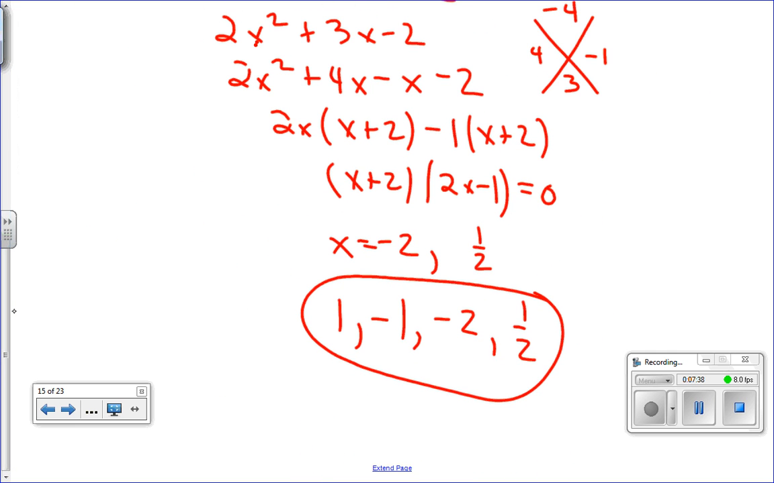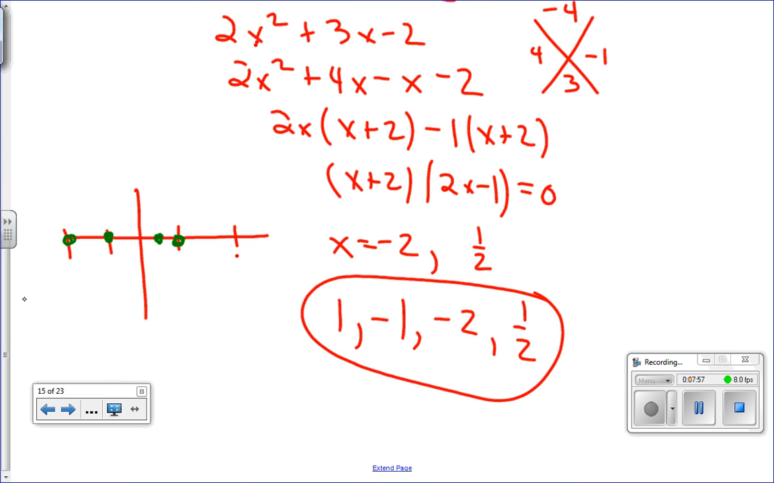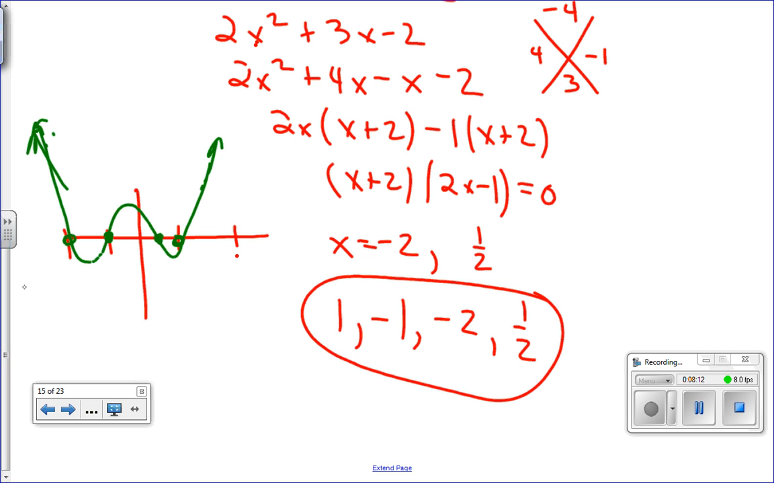One thing we could do is we could make a sketch of this function. It's going to cross the x-axis at 1, -1, -2, and 1/2. The end behavior is such that it's an even positive. So even positive looks like this. So we're going to get a polynomial that goes around and ends up like that. So if you want to, you can graph this in your calculator and verify that what we have is a polynomial that looks like this with the zeros at 1, -1, -2, and 1/2.